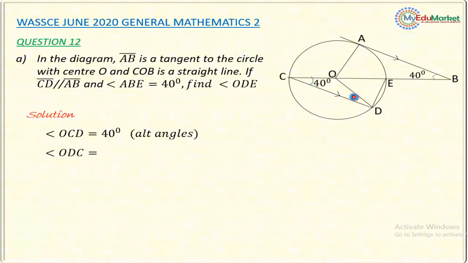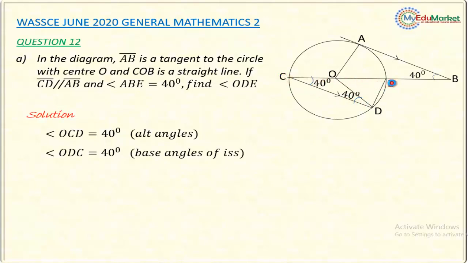So let me get angle ODC, this one. OC is a radius, OD is another radius, which means this triangle is an isosceles triangle, and an isosceles triangle has equal base angles. So if this is 40, this is also 40 because they are base angles of an isosceles triangle. So angle ODC is also 40, and the reason is they are base angles of an isosceles triangle. I continue.